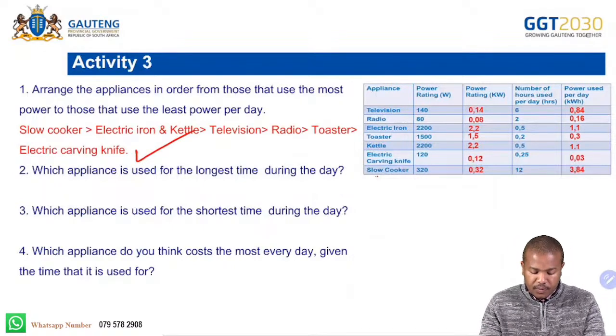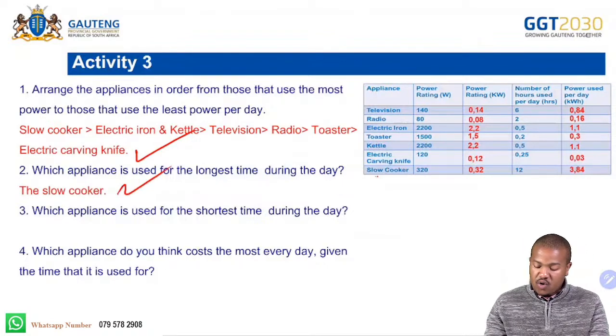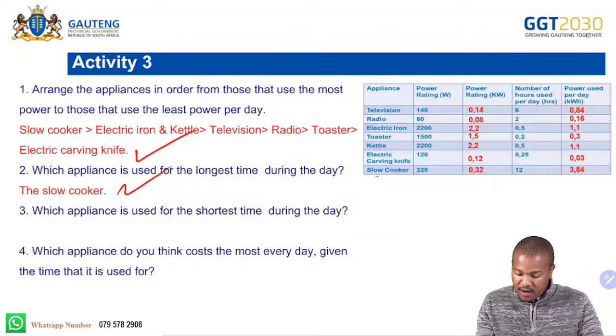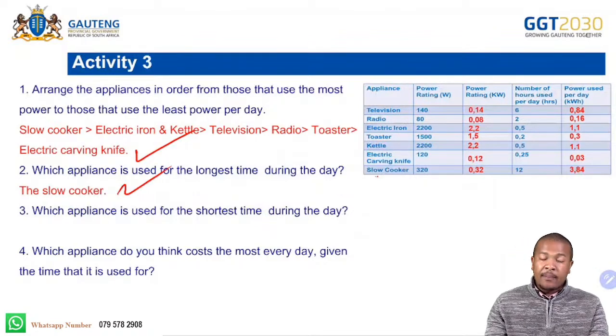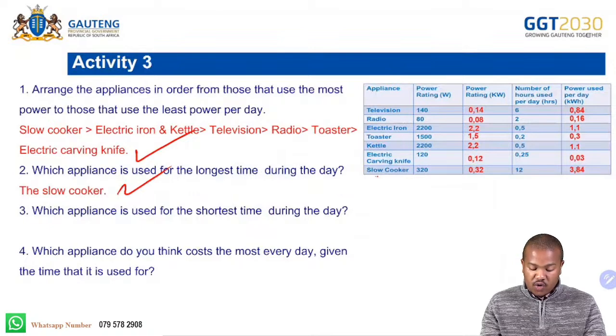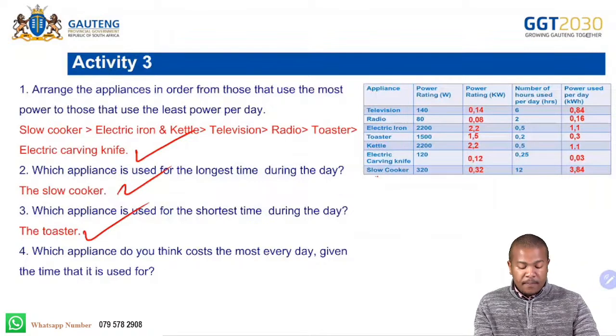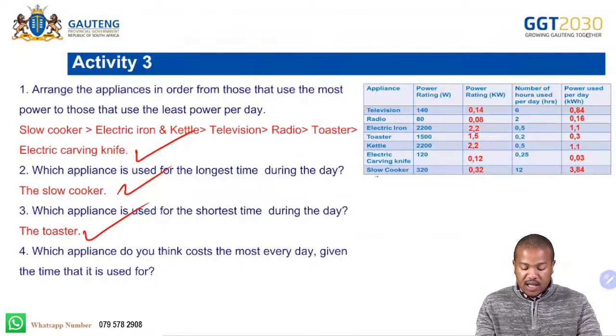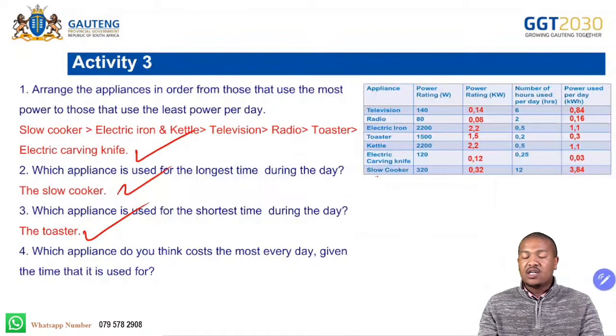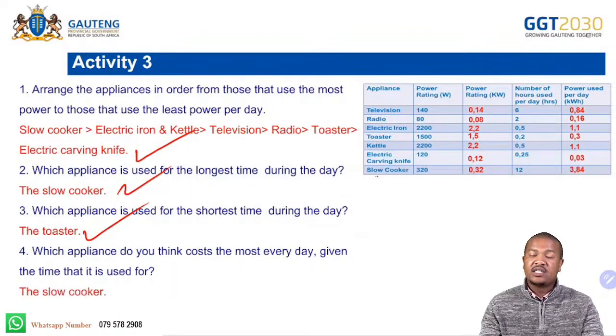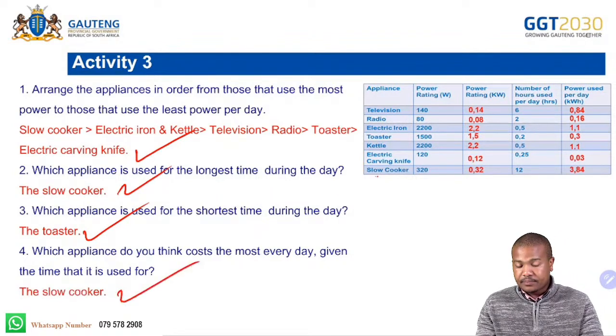Number 2, which appliance is used for the longest time during the day? That is the slow cooker. It is used for the most number of hours. Then number 3, which appliance is used for the shortest time during the day? That is the toaster. Then number 4, which appliance do you think costs the most every day given the time that it is used for? That is the slow cooker, because it is used for a long time.